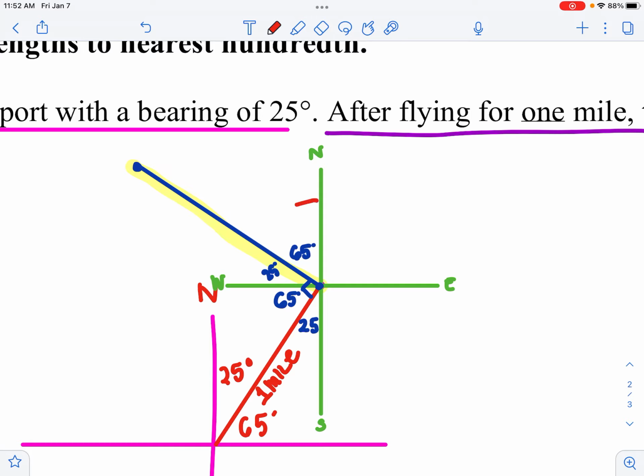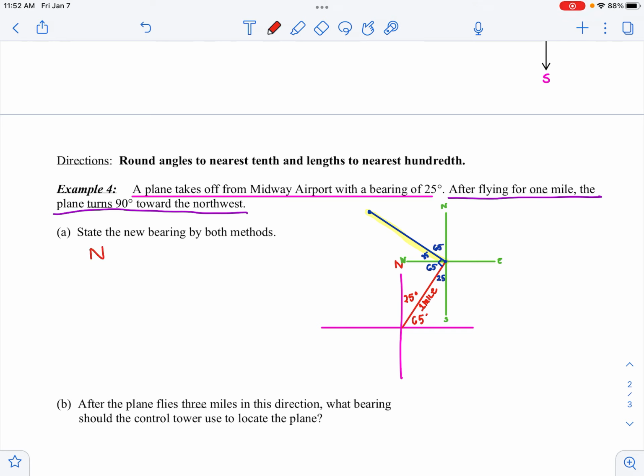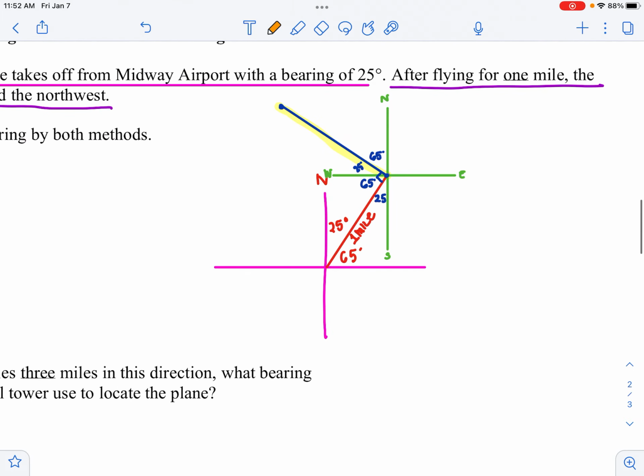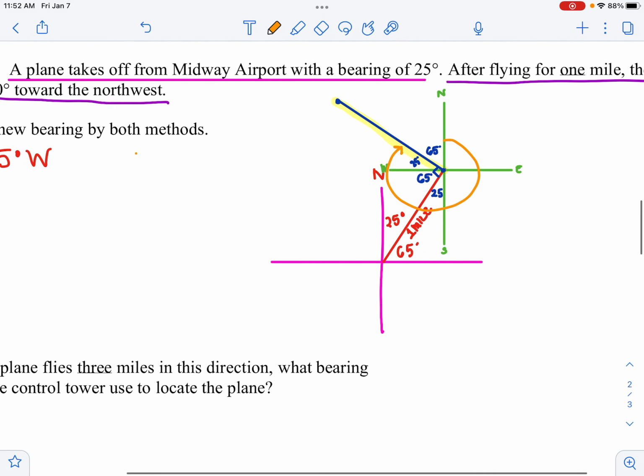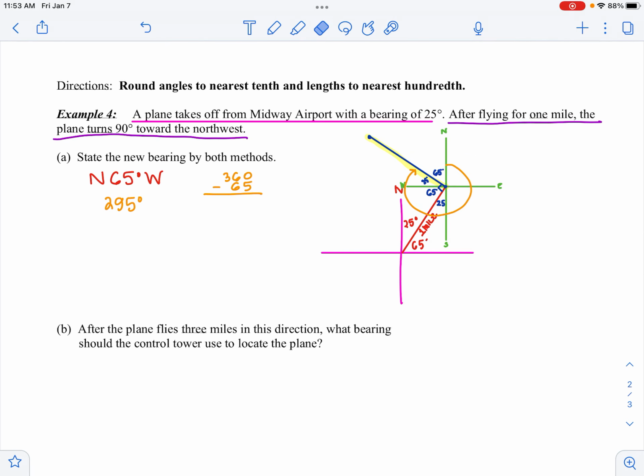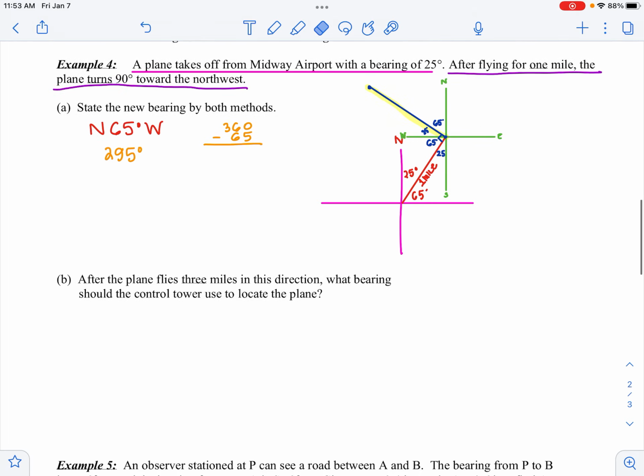Okay? So if you look, this is closer to north, and it's going towards the west. It's going 65 degrees towards the west. So one way to say it is north, 65 degrees towards the west. The other way, remember, is to use from north clockwise. So this angle right here. So I need to know how much that angle is. It's almost 360, but it's 65 less. So if I do 360 minus 65, I get 295. So the other way of saying it is 295 degrees. So either one, it doesn't matter. If it doesn't ask, it doesn't matter which one you give. But this one asks for both.